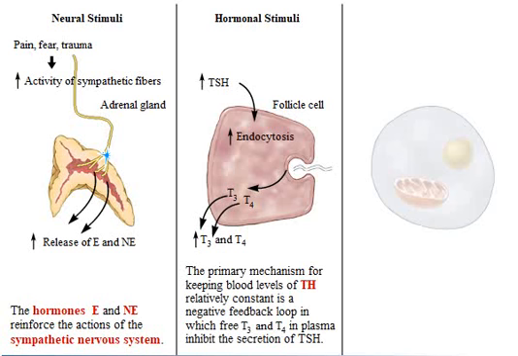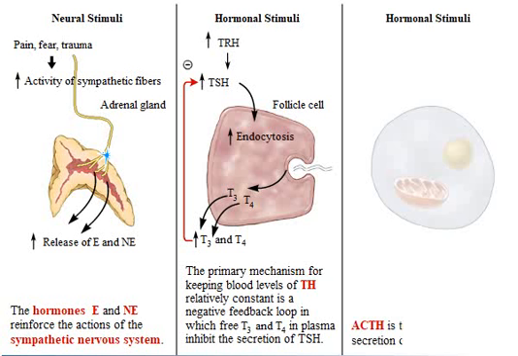T3 and T4 diffuse into the bloodstream. The primary mechanism for keeping blood levels of thyroid hormone relatively constant is a negative feedback loop in which free T3 and T4 in plasma inhibit secretion of thyroid-stimulating hormone. Recall that stimulus for secretion of thyroid-stimulating hormone comes from the ventral hypothalamic hormone, thyrotropin-releasing hormone. It is released in pulses that vary in a circadian rhythm. Adrenocorticotropic hormone is the stimulus for secretion of cortisol.